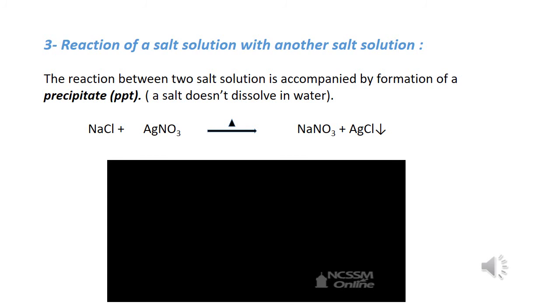Reaction of salt solution with another salt solution. The reaction between two salts is accompanied by formation of precipitate. When sodium chloride salt reacts with silver nitrate, this produces sodium nitrate and silver chloride AgCl white precipitate, because silver chloride salt doesn't dissolve in water.